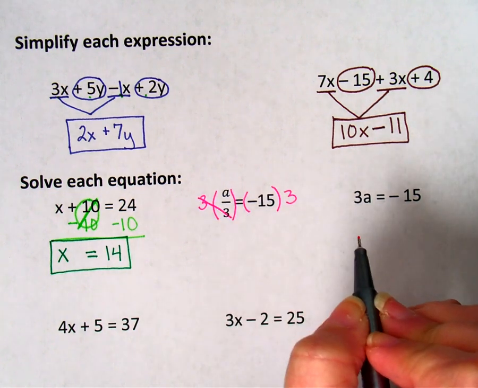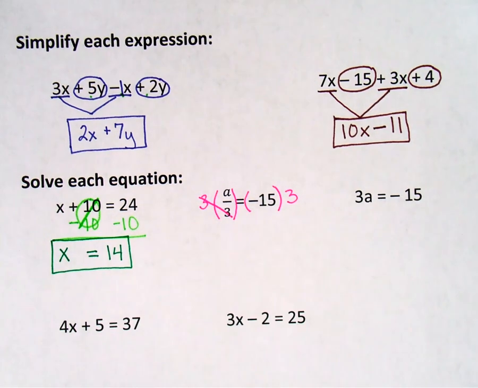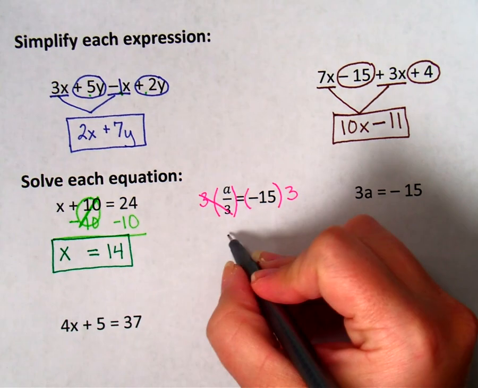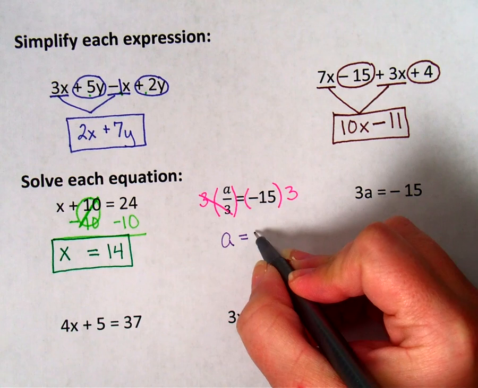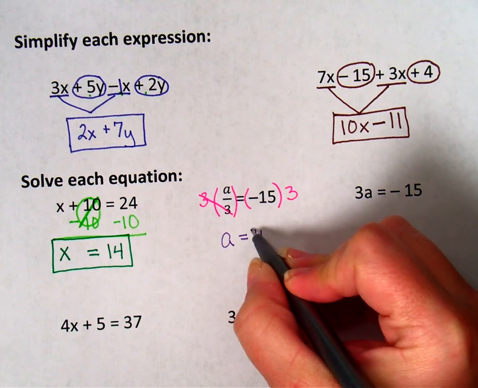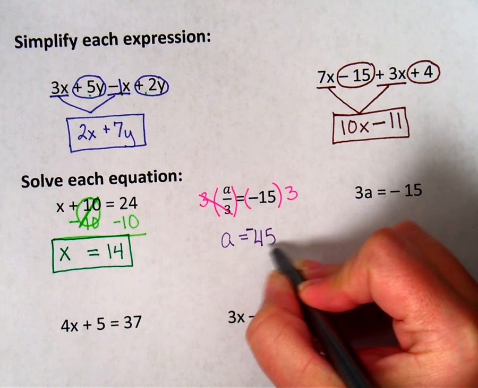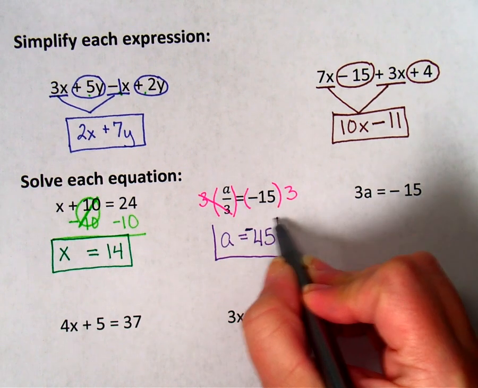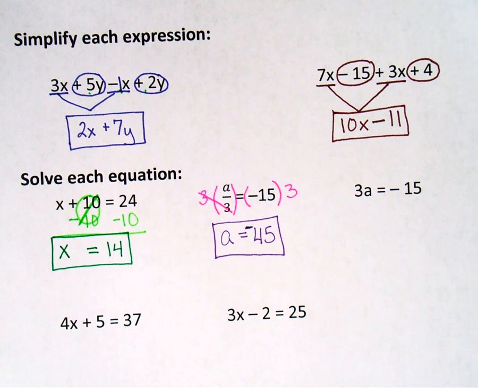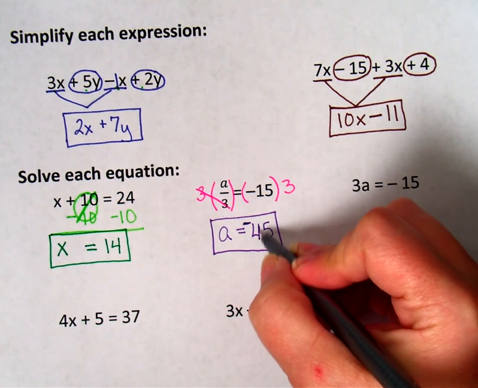It really becomes a 1 times that a, which leaves me with a equals, and then on this side, negative 15 times 3 is negative, oops, I almost forgot my negative, negative 45. Don't forget your negative there. Negative times a positive is a negative. Okay, and that's a 4. It's a weird looking 4.